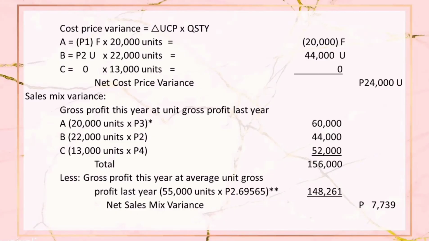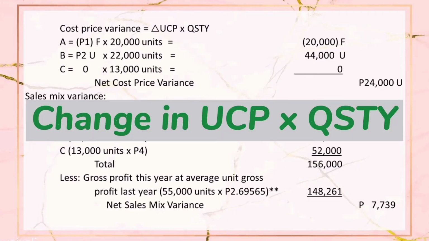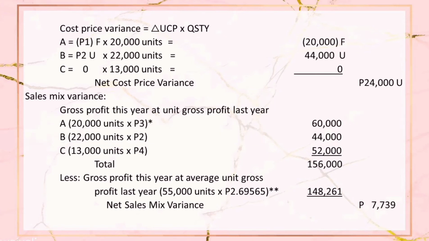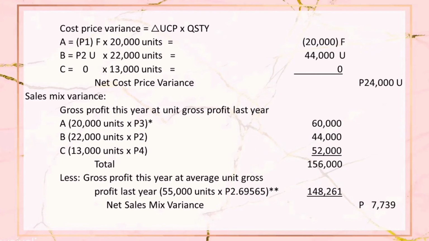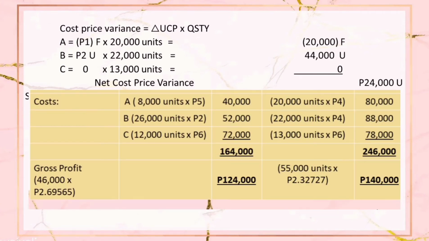Next would be cost variance. So cost variance is equal to unit cost price times the quantity sold this year. In product A, there is a decrease in the cost. Multiply it with 20,000 units, so we get a favorable amount of 20,000. Next would be product B. There is an increase in the cost. Multiply it with 22,000 units so we get 44,000, which is unfavorable. For product C, there is no increase in the cost per unit, which is 0 times 13,000 units, so 0.